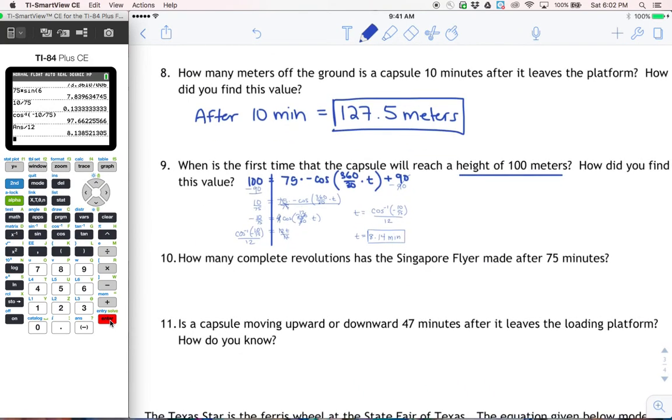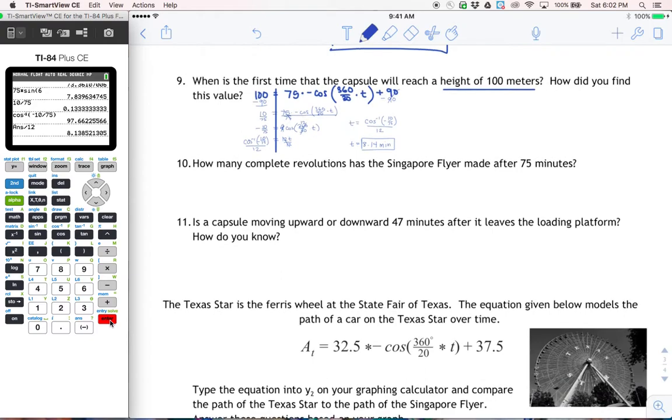Looking at the table on the calculator is way easier, but if you have to do it by hand, that's how you would do it.